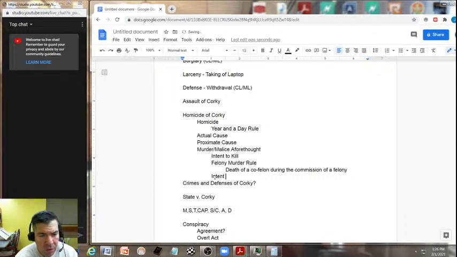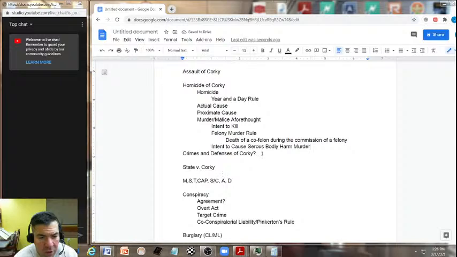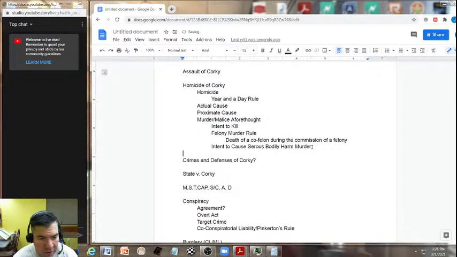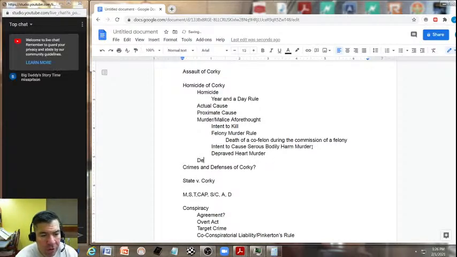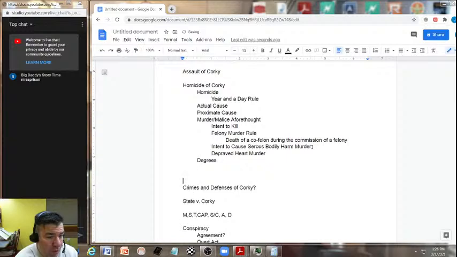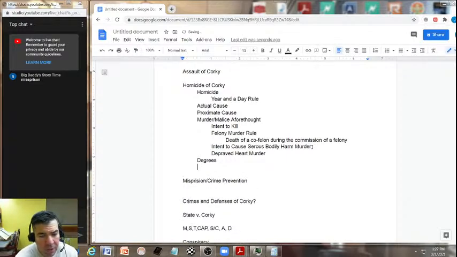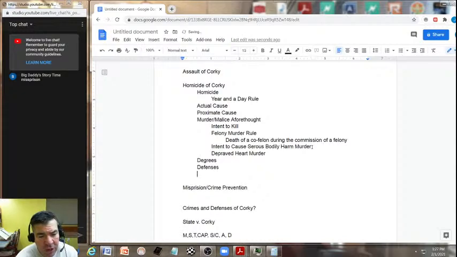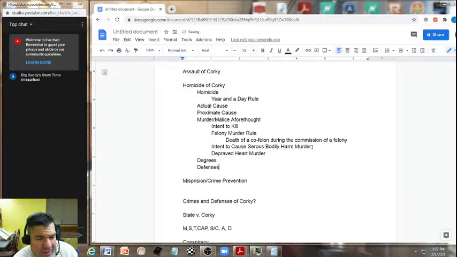Intent to cause serious bodily harm, murder. I don't see that there, but maybe depraved heart. And then make sure to throw in degrees. After degrees, we have misprision, or crime prevention. That is a very good argument as well. Make sure to throw that in. Excellent argument. Degrees, the defenses, make sure that if there are any defenses, I don't see that here.